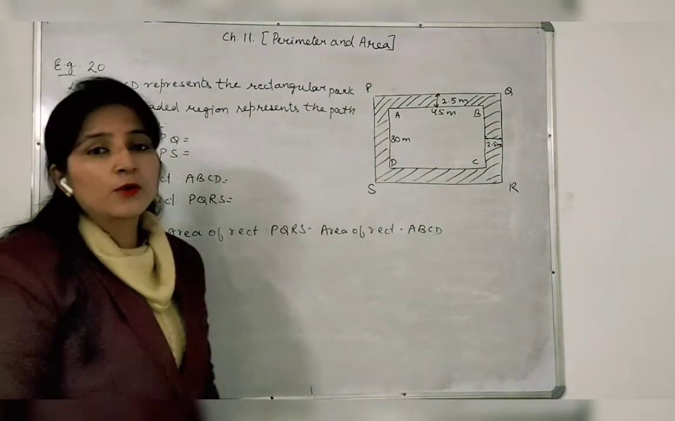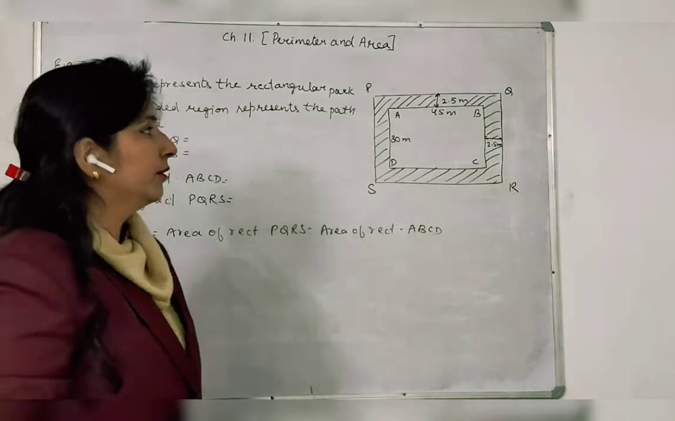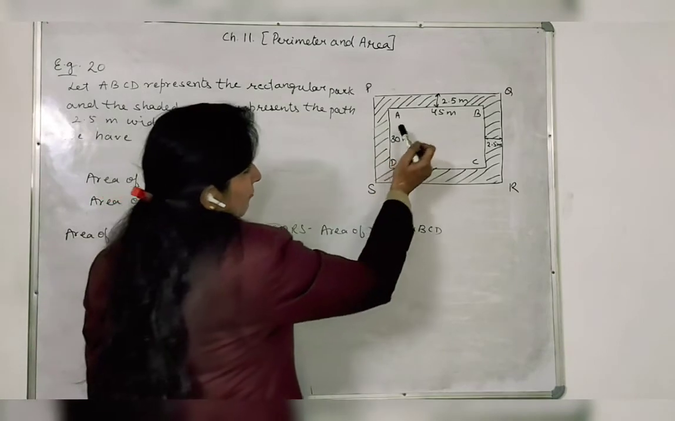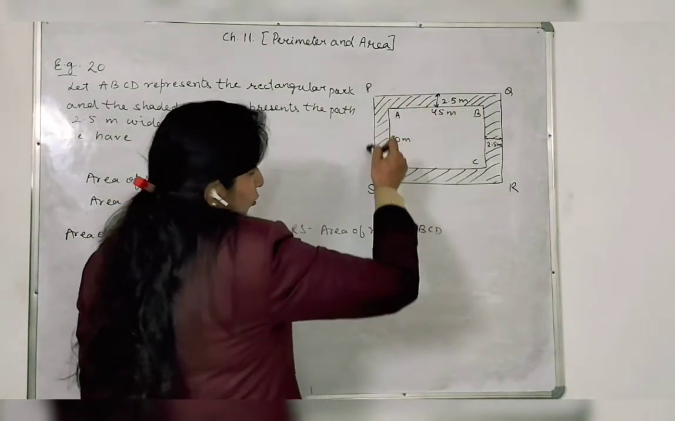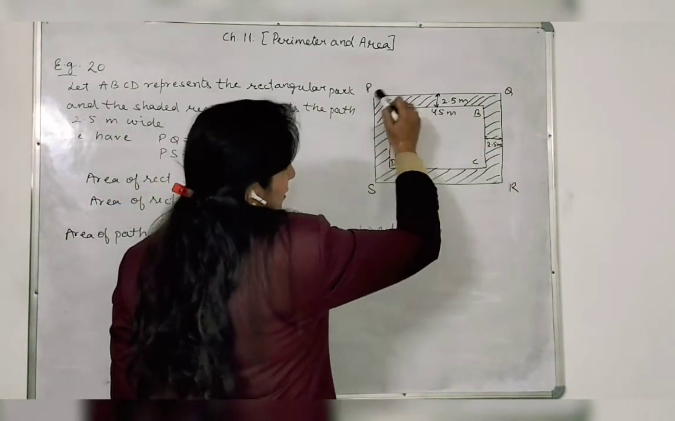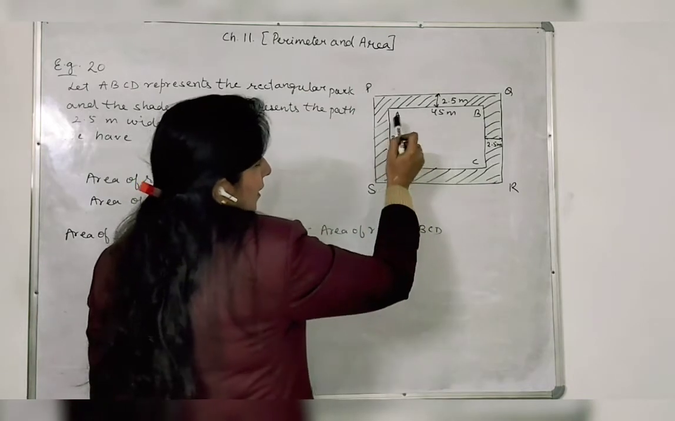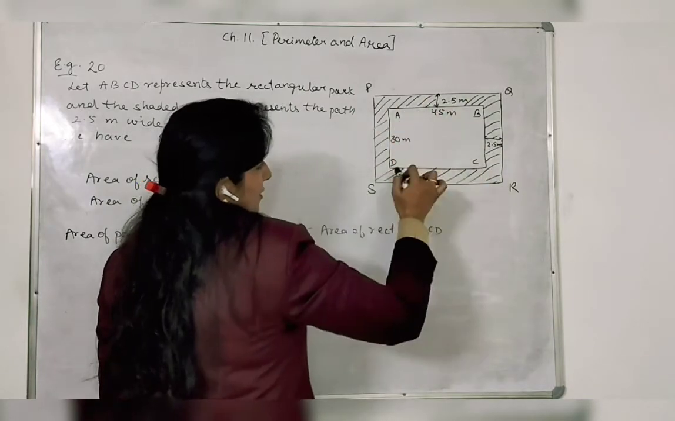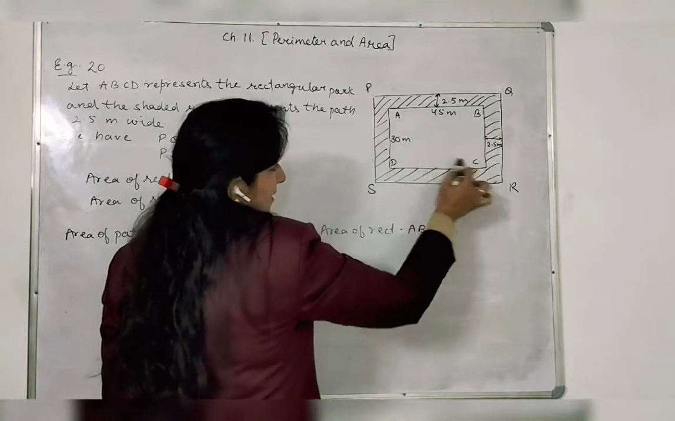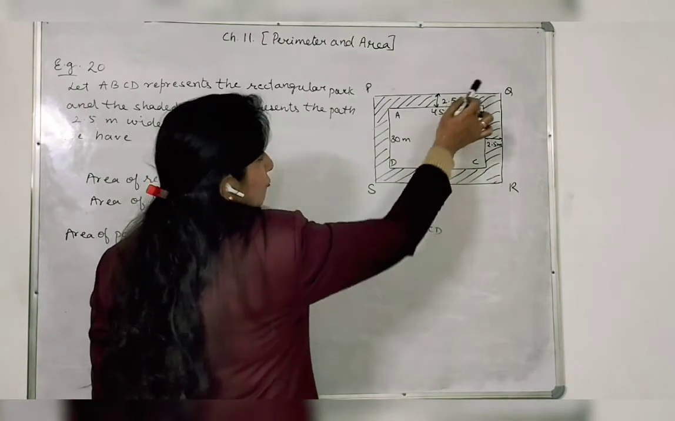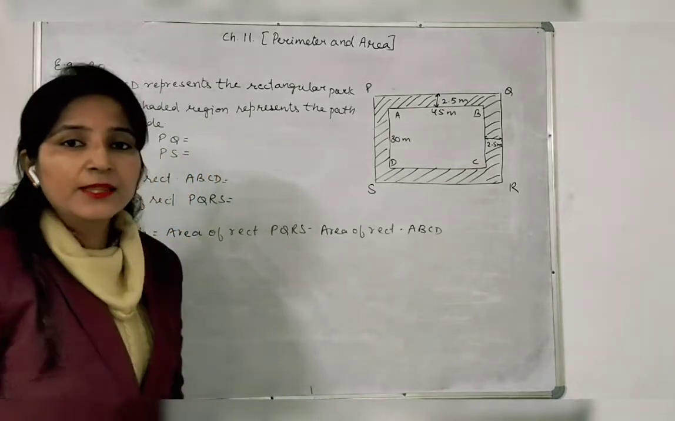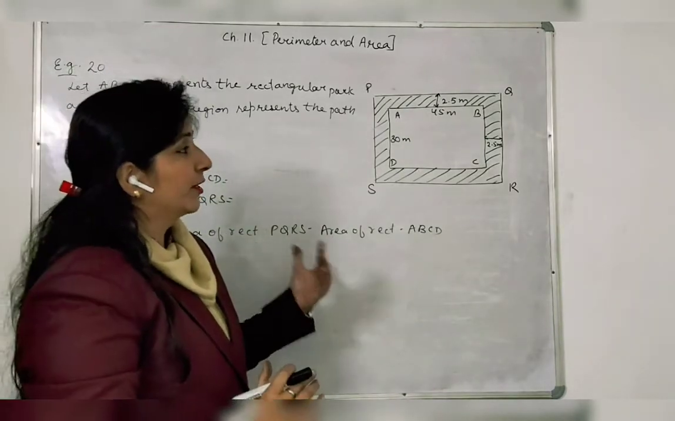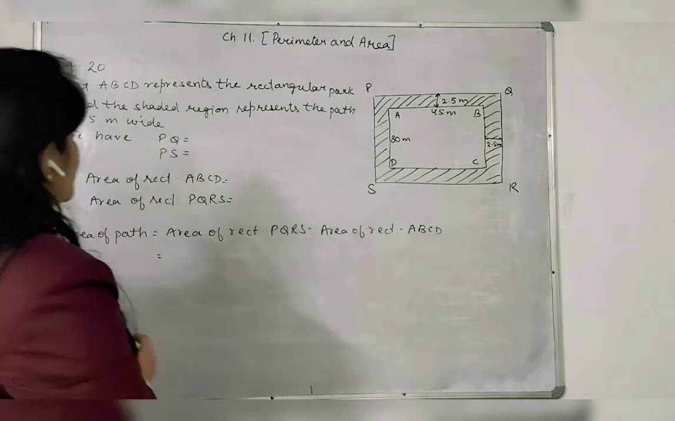And we need to calculate the area of the path. Now how can we calculate the area of the path? If we subtract the inner rectangle ABCD from the outer rectangle PQRS, that is, if we subtract the area of ABCD from the area of PQRS, then we can get the area of the path. So for this, let us calculate the things.